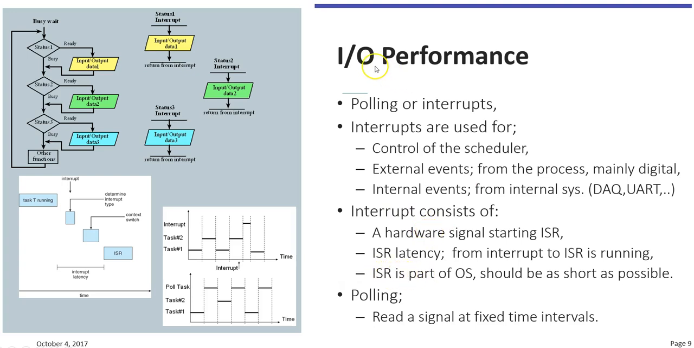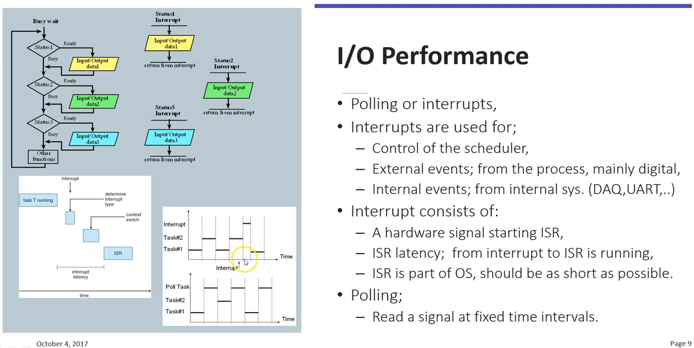When it's dealing with reading external values, we normally use interrupts for digital signals, and we use polling for analog signals. And you see the difference here. If you have polling, that means you have fixed intervals. You have a separate task that will deal with reading the polling value. And it's a waste of time if you have a digital signal.